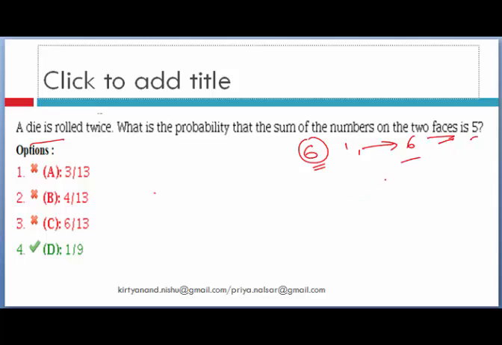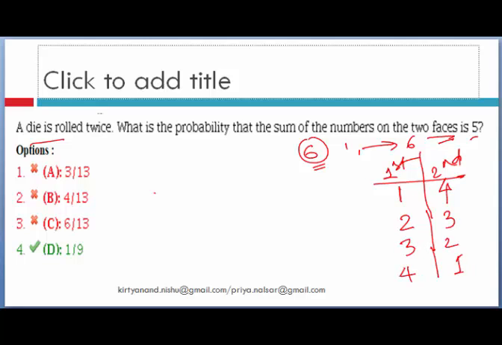So the possible, this is the first chance, this is the second chance. So the sum must be 5. So we must get 1 and 4, 2 and 3, 3 and 2, and again 4 and 1. So these are the 4 possible cases. Okay, and the total number of possibilities when you roll a die twice is 36.